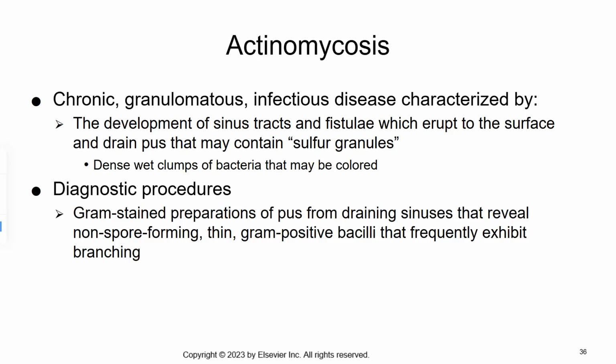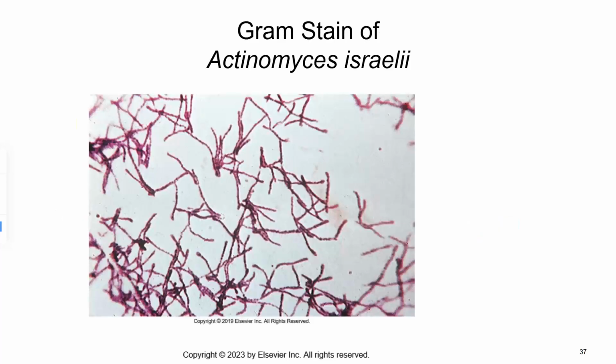Diagnostic procedures: Gram stain preparations of pus draining from sinuses reveal non-spore forming, thin gram-positive bacilli that frequently exhibit branching. This one looks like something is coming out of their face. You see these big bumps eroding from the sinuses onto the surface. This is what it looks like under a microscope. For the longest time, they even thought this was a form of Nocardia, or branching fungal elements.